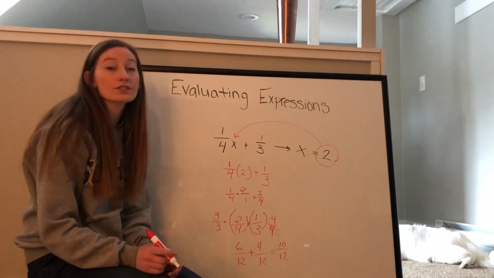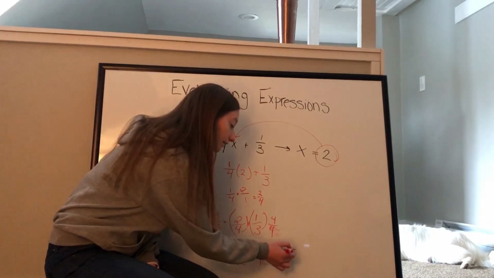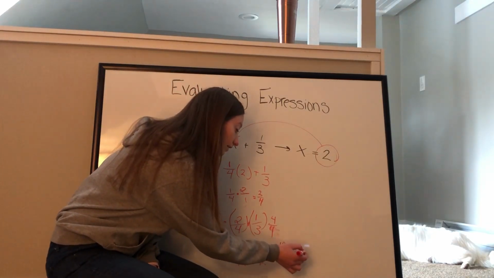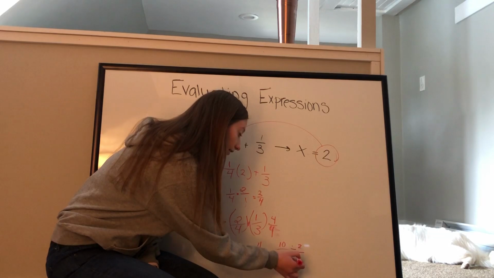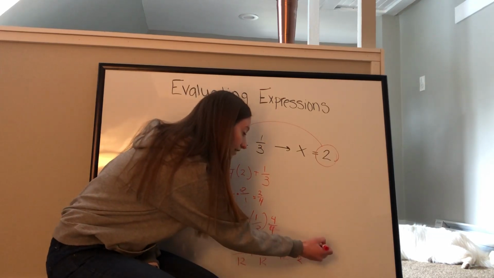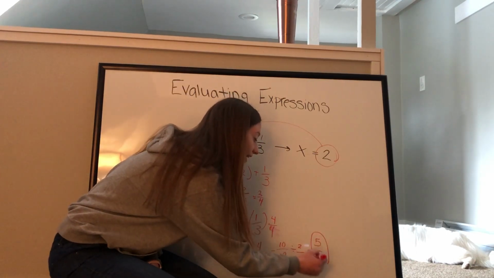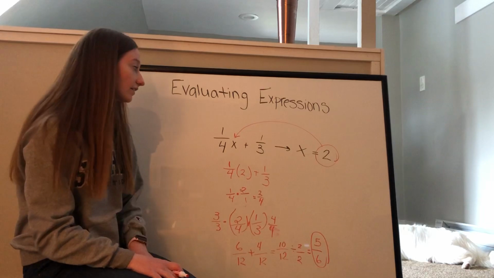So I know that 10 and 12 are both even numbers, so I can divide those by 2. So 2 over 2. And 10 divided by 2 is 5. And 12 divided by 2 is 6. So this ends up being my final answer.